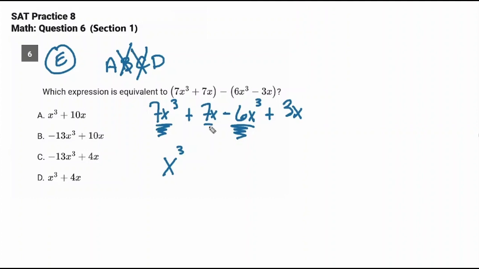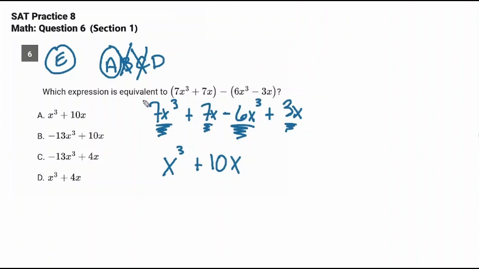And then come in here and do this. 7x and 3x, that's plus 10x. And so the answer is A. All right, if you want to stick with me, I'll show you how you can plug in here. It's obviously really easy. How do you know that you can plug in?